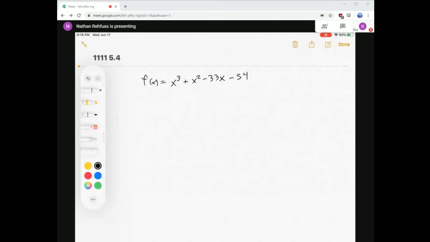And if we start plowing through that list, testing to see if any of them work, we might find out, hey, as a matter of fact, f of 6 equals 0. It's 216 plus 36 minus 198 minus 54. That's 0. So now I know that since factors and roots are two sides of the same coin, if 6 is a root, then x minus 6 is a factor.